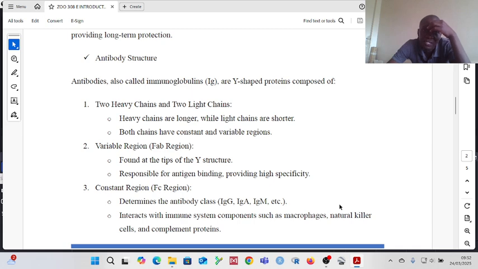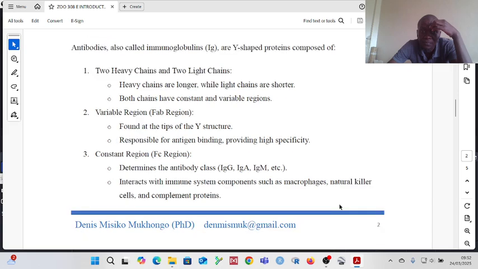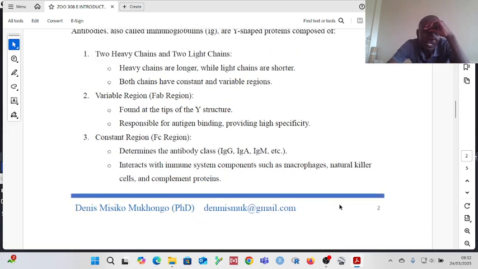Both of these chains, the heavy chain and the light chain, have a constant region and a variable region. The variable region is found at the tip of the Y structure. This variable region is what is responsible for binding antigens. It's important that the point where the antigens bind is variable because the antigens will be different. So that position will keep changing depending on which antigen it has to bind.